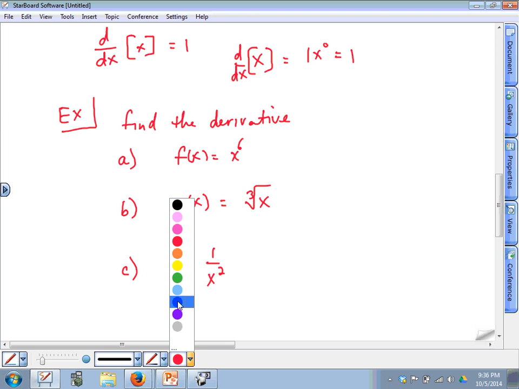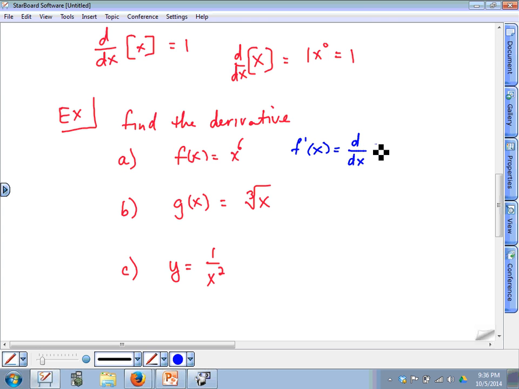So, first one's pretty straightforward. When the exponents are integers, those seem to be the easier problems for students to do. You just follow the power rule explicitly. You drop the exponent down in front. So f prime of x is the derivative with respect to x of x to the 6th. You don't need to write all this out. I mean, f prime you need to write out, but I'm just writing down all the steps here. Using the power rule, the exponent drops down to the front as a multiplier, and you decrease the exponent by 1.